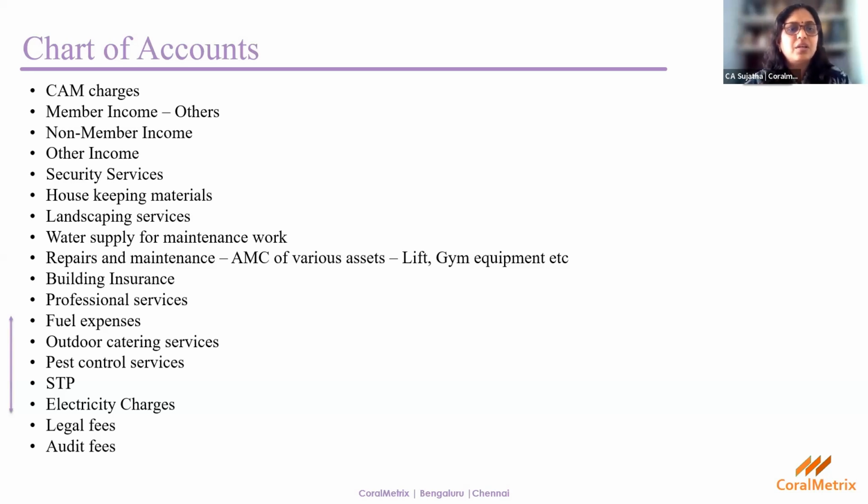So security services, landscaping services, water supply, AMCs can be of various kinds: gym equipment AMC, lift AMC, and CCTV AMC, whatever it is, all AMCs can be put under one head. And building insurance also plays a vital role, because it's important to account for the building insurance in such a way that the prepaid portion is captured correctly. And professional services, fuel expenses, these are some of the heads which I have given for your reference.